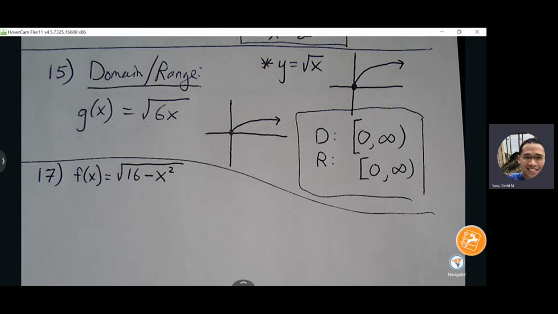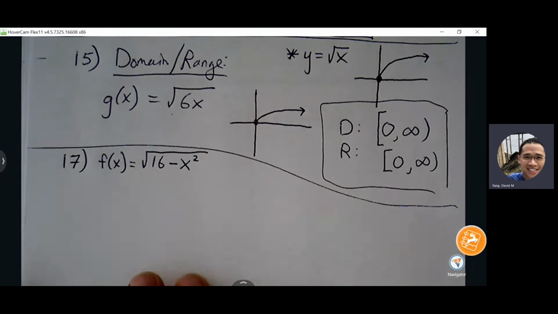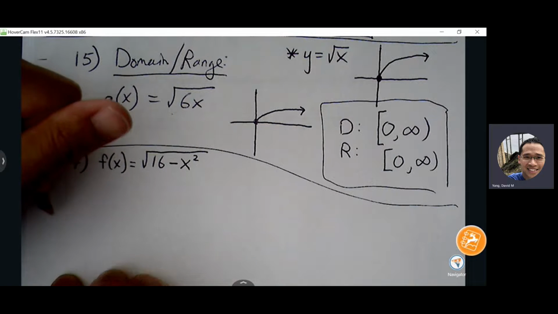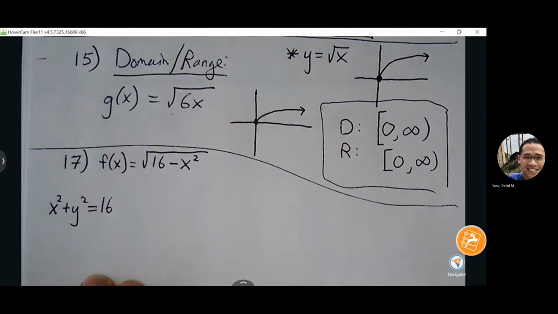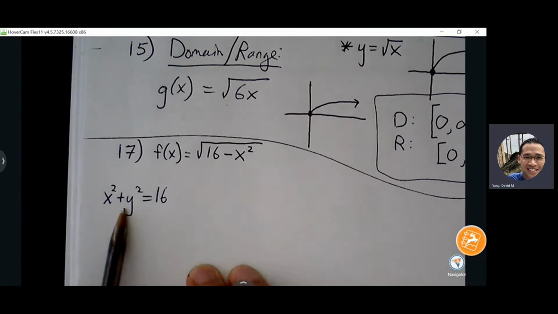Now, you may not know what this graph looks like, but I want to start you off with something that you maybe recognize first, and understand why this graph looks the way that it does. Do you guys recognize this formula? What is that the shape of? Circle. Okay, so it's a circle with a radius of 4 and a center of 0, 0.